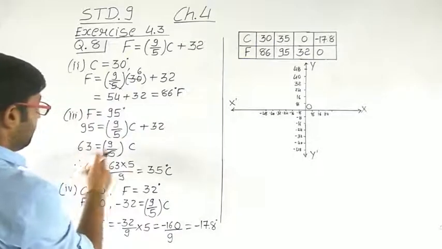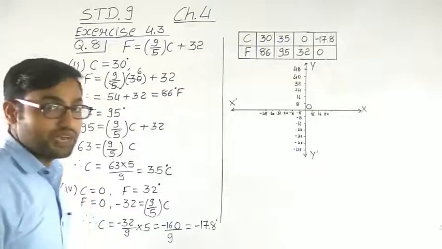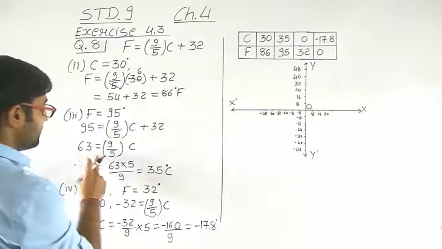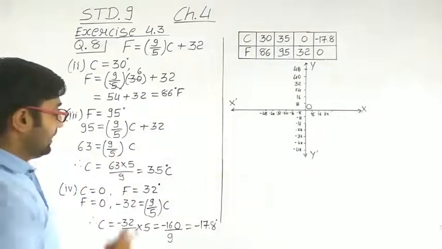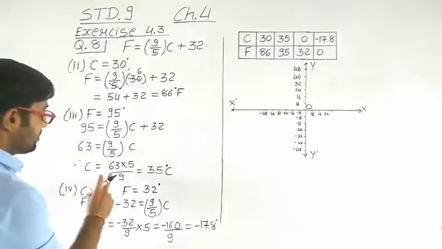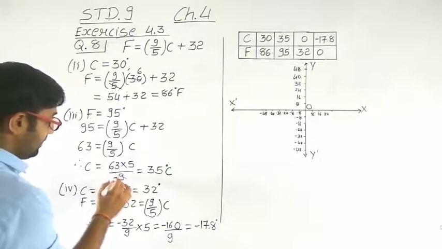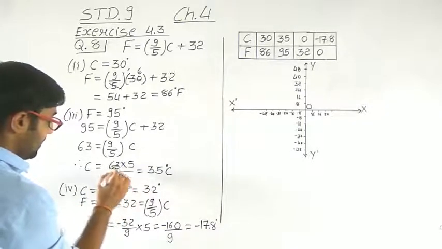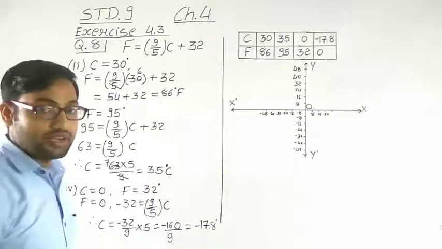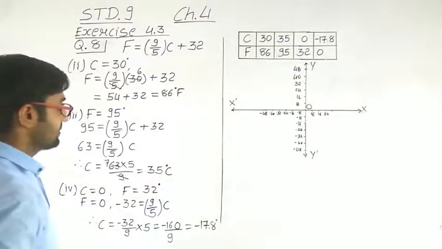Here, when we take this 32 to the left hand side, it will be subtracted from the 95. So 95 minus 32 is 63. 63 = 9/5 × C. Now by making C the subject, 5 will go to the other side as multiplication with 63. So we get 63 × 5 / 9. Here we can cut 9, 7s are 63, and we get 7 × 5, that is equal to 35. So this is the answer, the value of Celsius.